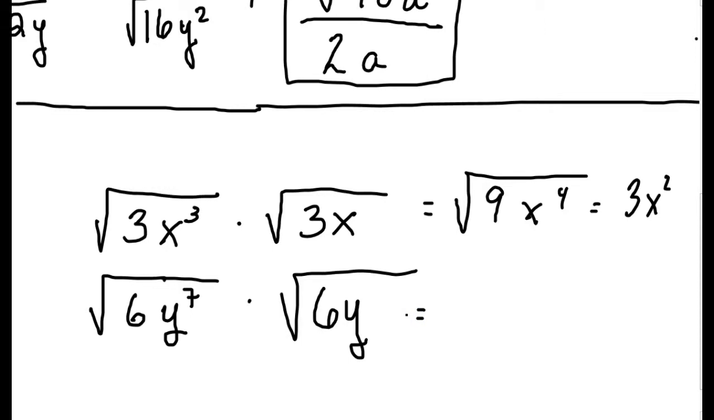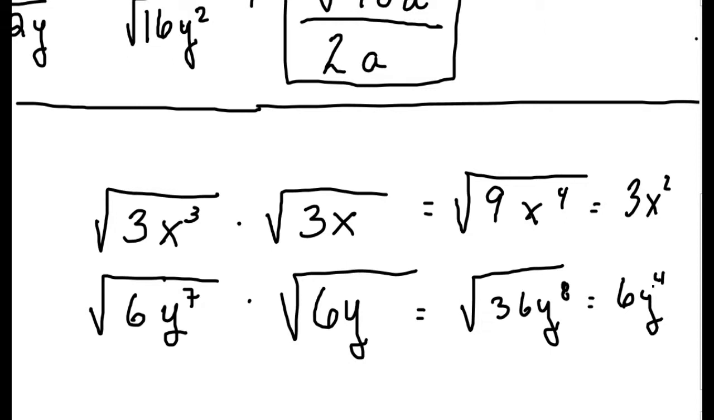So now we have the square root of 6y to the 7th times the square root of 6y. And when we multiply those together, what do we get? Wouldn't that equal 36y to the 8th, which can be simplified to 6y to the, I would like to say 4th. Yes.